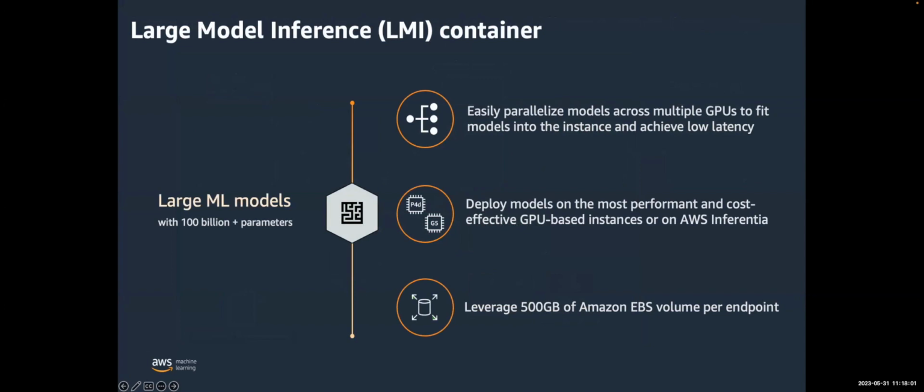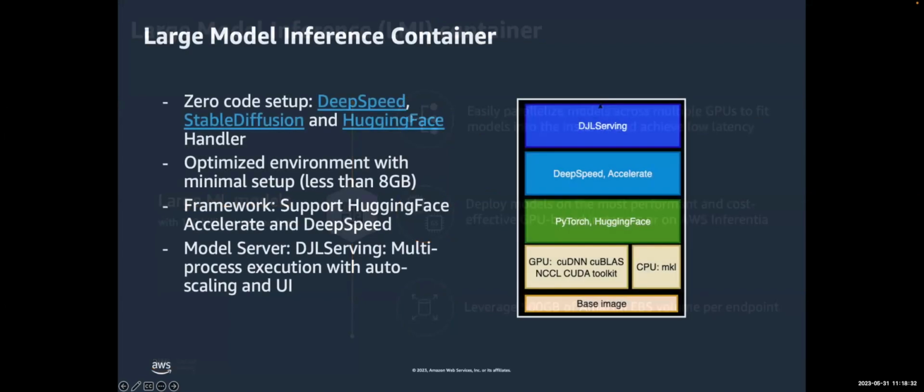And for having this large model inference, we have created the LMI container, which is one of the options we use to support models with billions of parameters and a massive amount of data. And this is the container we use within SageMaker, right? And basically, we are able to leverage DeepSpeed, Stable Diffusion, and Hugging Face handler to optimize the way we serve models, right? For example, we have optimized kernels for popular models such as OPT, GPT, and Bloom using this LMI container, which is available within SageMaker.